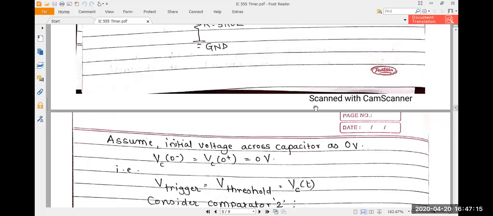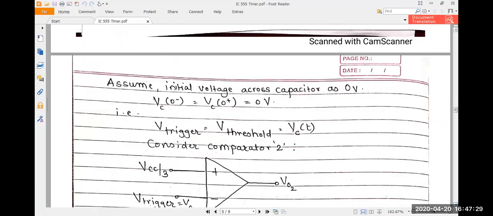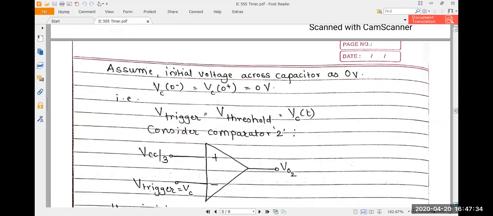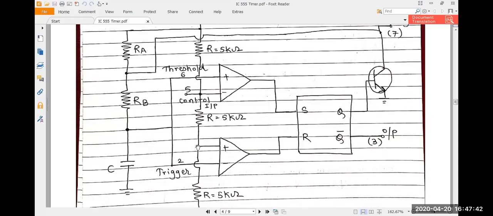Assume that we have connected an external capacitor here. So suppose the initial voltage across the capacitor is 0. I've told you that V trigger and V threshold are the same as the voltage across the capacitor. Now consider comparator 2. We have already derived the voltage at this particular point, which is at the non-inverting terminal of comparator 2, that is the lower comparator. It is VCC by 3.